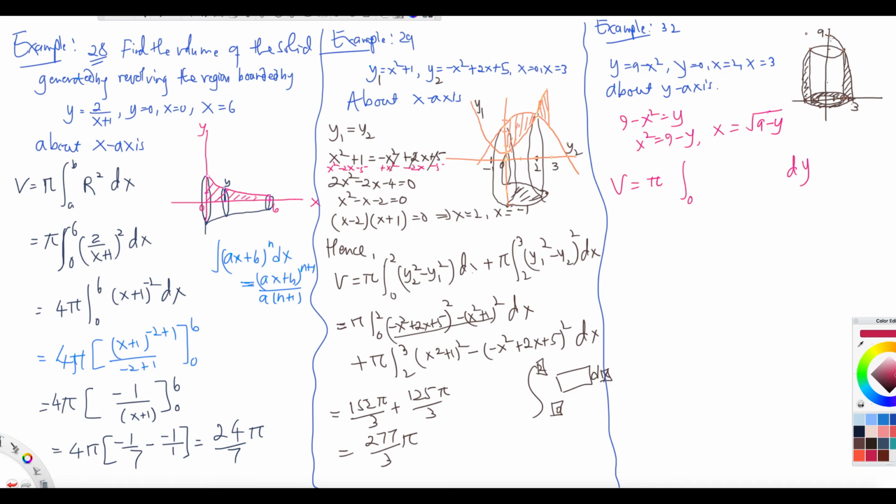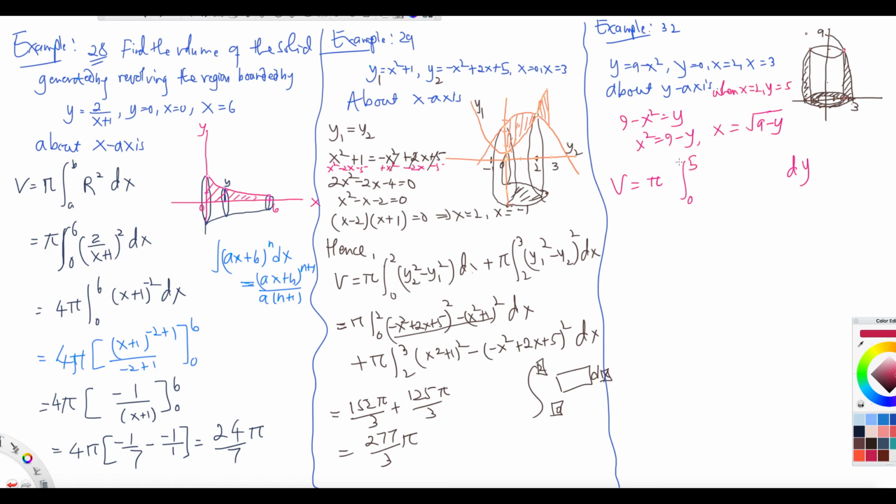What will be the value of y when you plug in x equals 2? When x equals 2, that's the value you get, right? You get y equals what? 9 minus 4, since 2 squared is 4, so 9 minus 4 is 5. That's what you get. So 0 to 5, not 0 to 9.